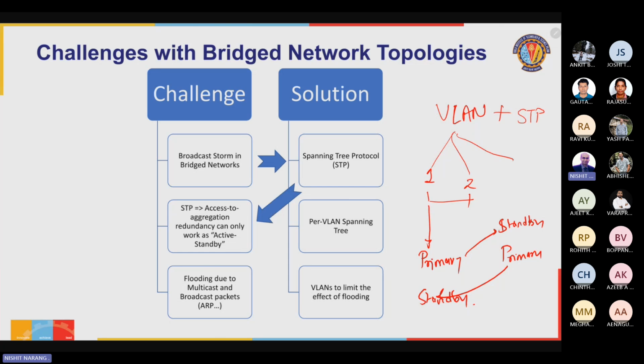So rather than creating a spanning tree at the granularity of the entire LAN, local area network, I first split it into two VLANs, let's say VLAN 1 and VLAN 2. And then I individually create a spanning tree protocol for each VLAN, given the constraint that VLAN 1 and VLAN 2 use mutually exclusive links.